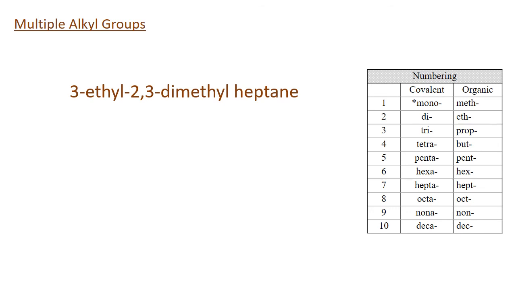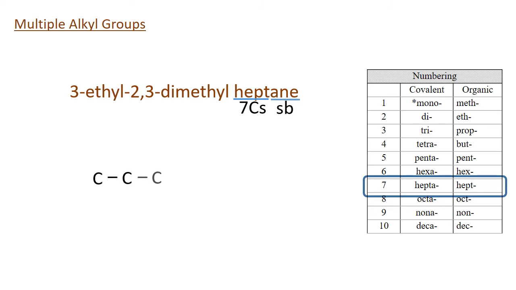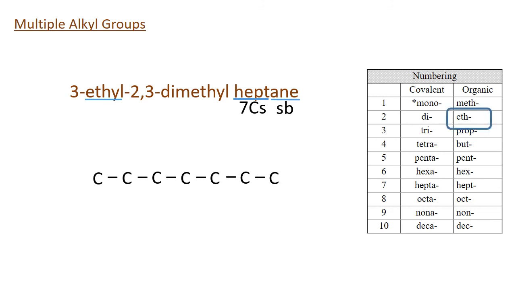3-ethyl-2,3-dimethylheptane. Hept means 7 carbons, so I have 7 carbons, and ane means singly bonded. So I draw 7 carbons singly bonded. I see eth with a YL ending. So I've got a small carbon chain, and eth means 2. So I have a 2-carbon chain attached to the 3rd carbon on my long chain. So I count out my carbons, and on the 3rd carbon, I put in my 2-carbon chain.